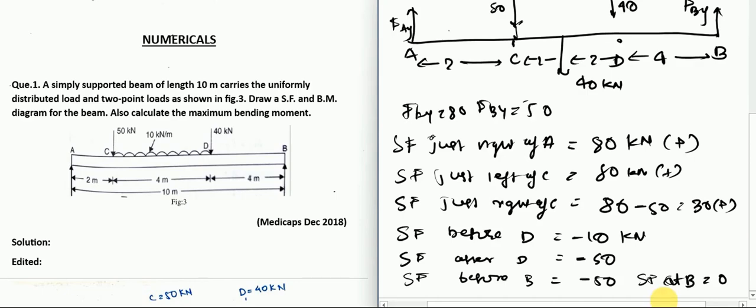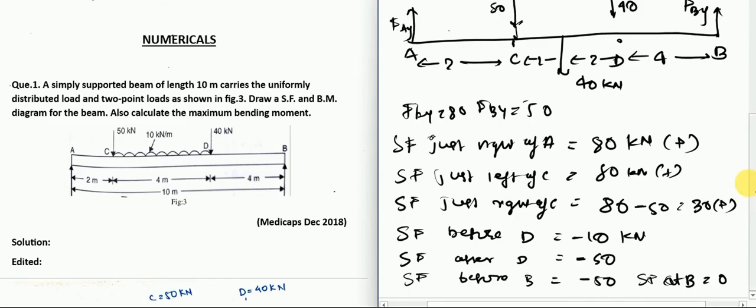At B there is an upward 50 kilonewton force and minus 50 is there, so it will be 0 at B. Or you can call this the right side of B, whatever. The thing is, minus 50 will be there and the upward force will be there, so both will cancel each other and it will go to 0. That is the main concept here.